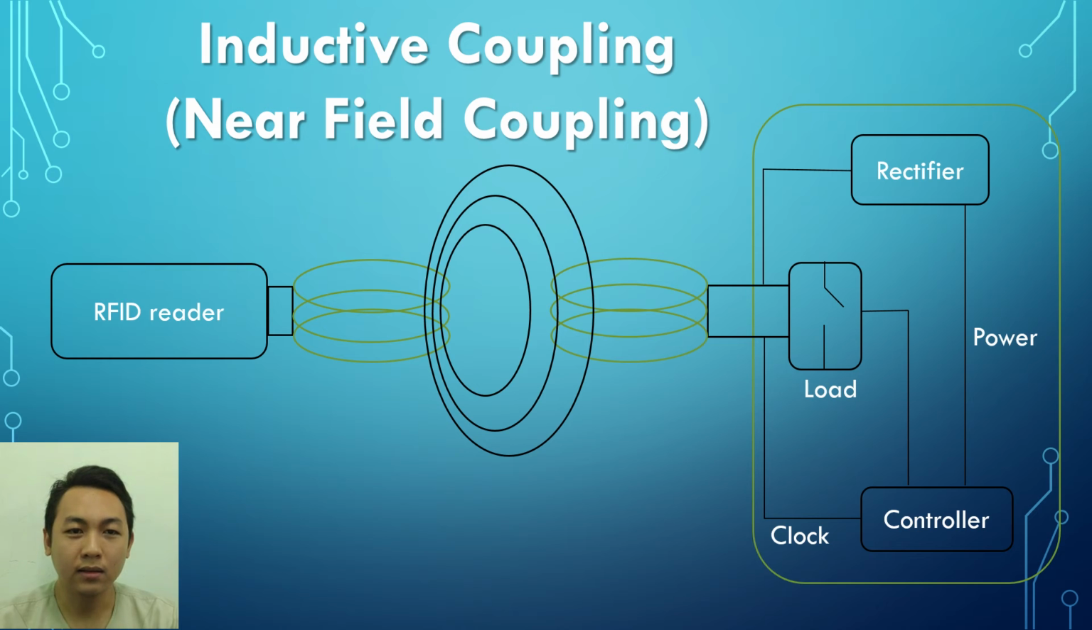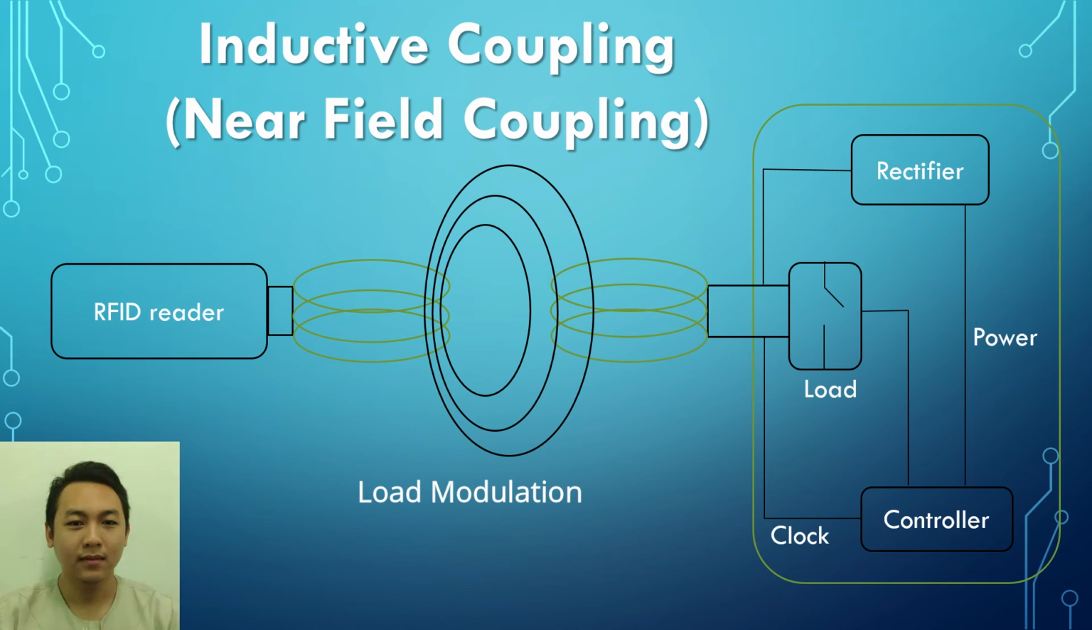If we connect a load with this coil, then current will start flowing through this load. And if we change the impedance of this load, then the current flowing through it will also change. Then if we switch this load on and off, the current will also get switched on and off. The switching of current, or rate of change of current, also generates a voltage in the RFID reader. This method of switching the load on and off is called load modulation.